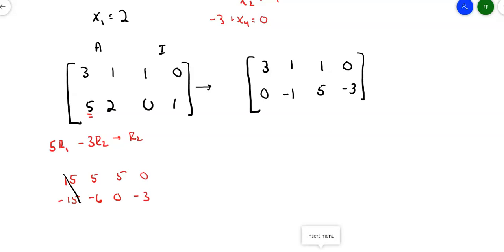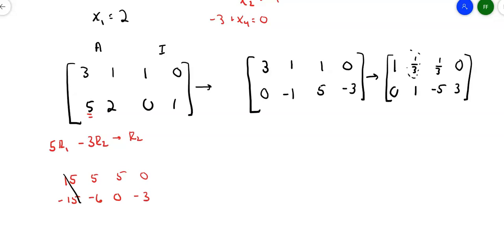All right. Now, I'd like to get the negative 1 here to become a positive 1. So let's multiply the bottom row by negative 1. While I'm doing that, I'm going to take the top row and divide it by 3. So I get 1, 1/3, 1/3, 0, 0, 1, negative 5, positive 3. All right, I'm getting there, except that I have a 1/3 up here that I don't want.